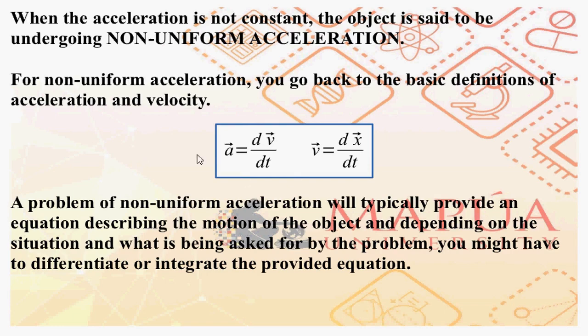Both have non-zero acceleration. How do you distinguish a problem of uniform acceleration from a problem of non-uniform acceleration? One indication that you have a non-uniform acceleration problem is that the problem will provide you with an equation describing the motion of the object. And depending on the problem, you might either have to differentiate or integrate the equation provided, as you will see in the following example.